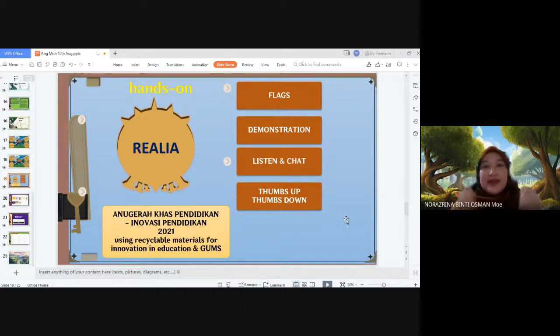So they just point on the camera, because sometimes my pupils are shy to speak. Right? Sometimes when we say, okay Ayuni, what is the answer? Can you share with us? They won't talk. So what I did is for the introverts, they will hold flags. For example, okay, red is for yes, I do. Green is for no, I don't. Something like that.